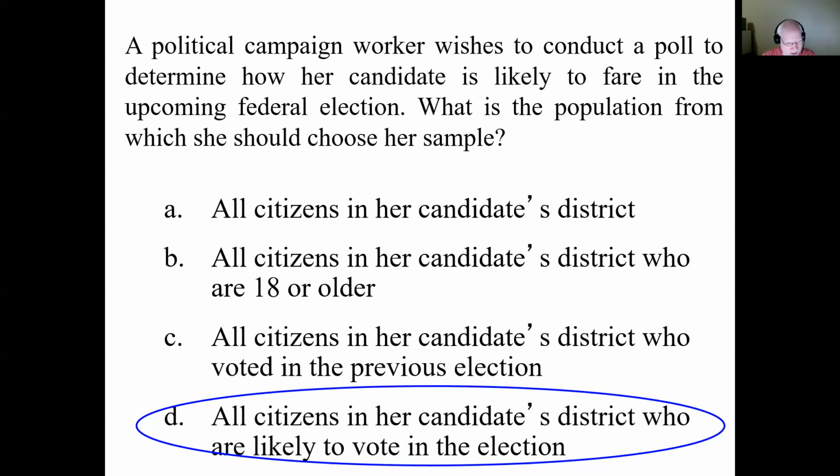Finally, all citizens in their candidate's district who are likely to vote in the election. So this is a little vague, but there are metrics that social scientists have developed, particularly our friends over in political science, that identify who are likely voters. This is probably our best estimate for the population of interest in this case. Because if we want to find out the opinion of those who are going to vote, the group identified as likely voters is the best approximation to that population.